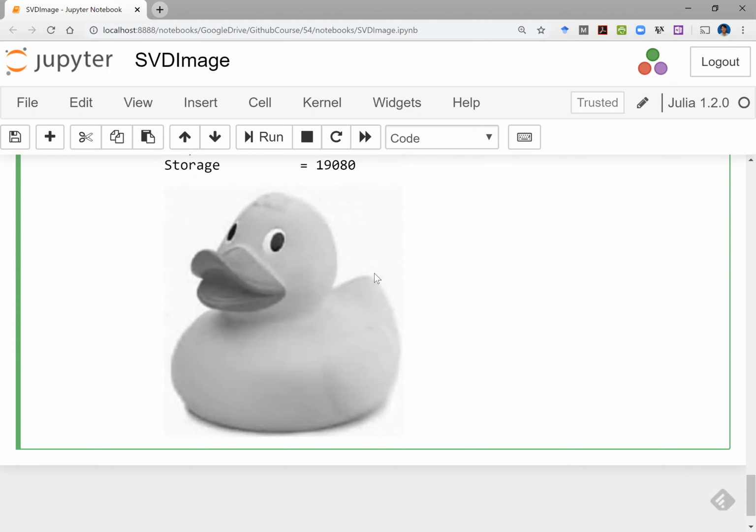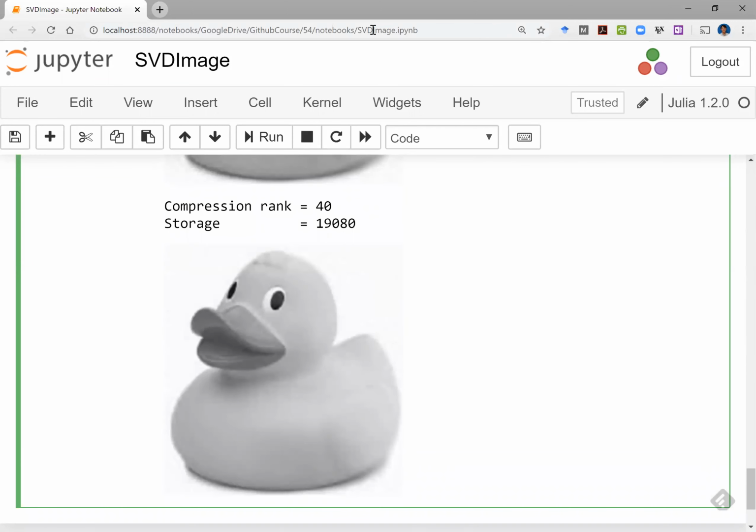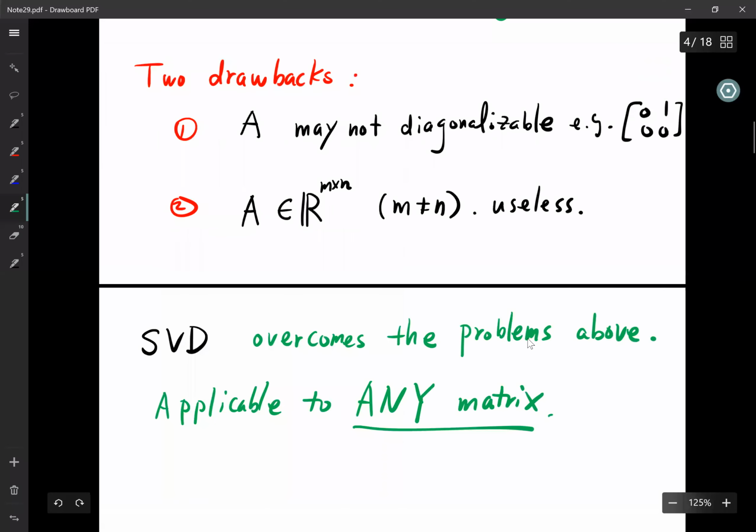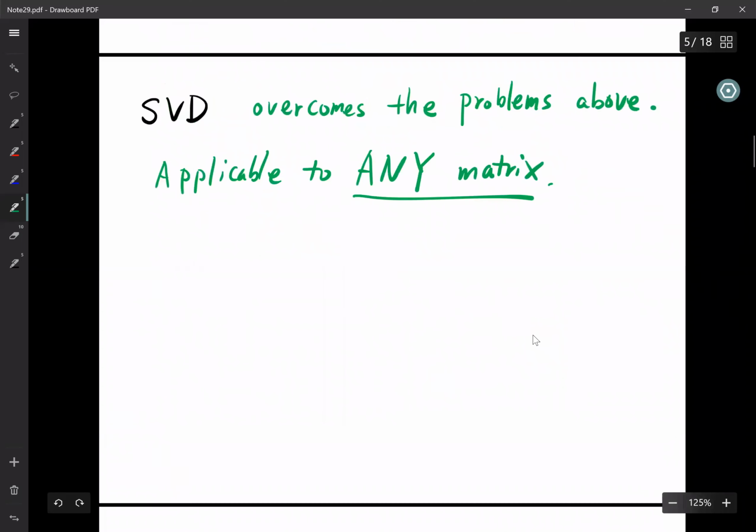So this is what we're going to talk about today, which is how do you construct the singular value decomposition for a general matrix, and how do you actually do this low rank compression. Any question? Okay, so let's start the journey. It's actually not complicated at all.